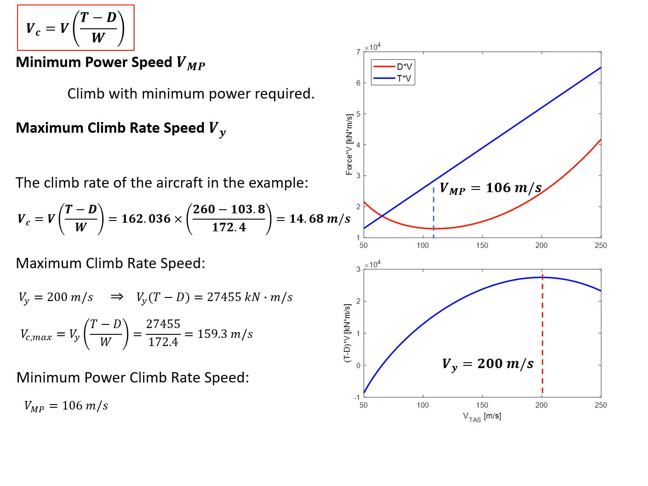Similarly, we can find VC when the aircraft is climbing at VMP. We have VMP is 106 meters per second, and then we can find the difference VMP times T minus VMP times D. The vertical speed when the aircraft is climbing at VMP is about 84.9 meters per second. So it's apparently less than the VC maximum.